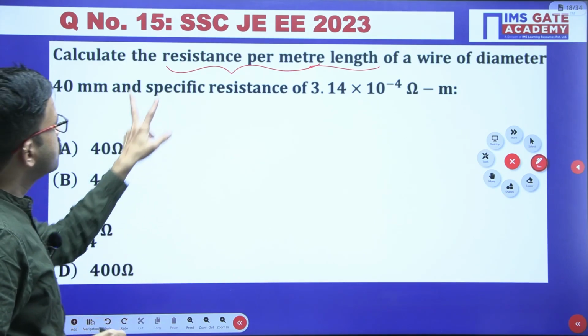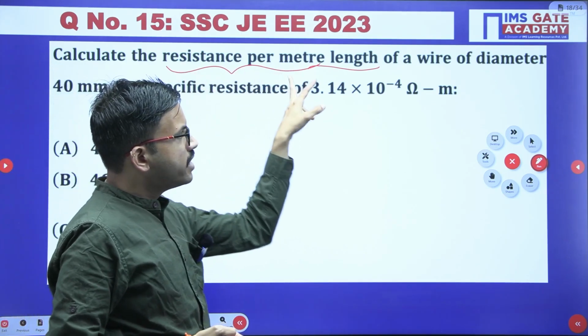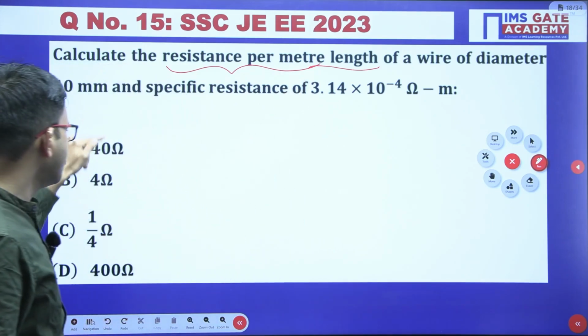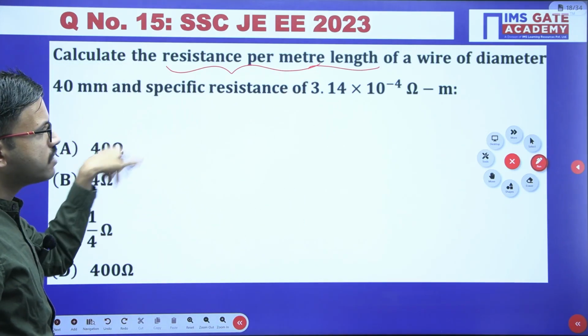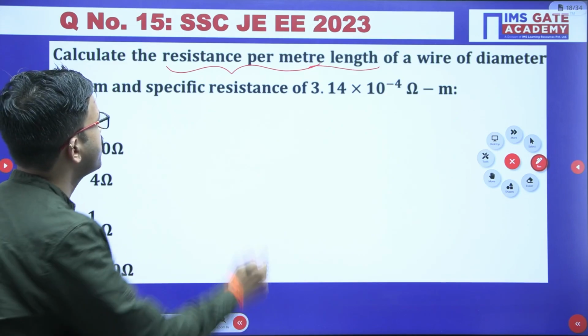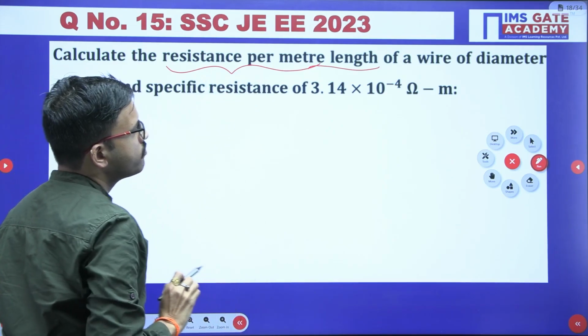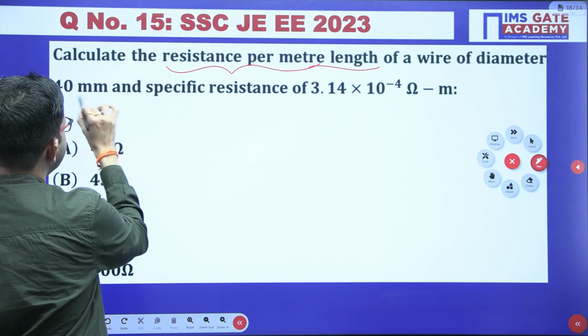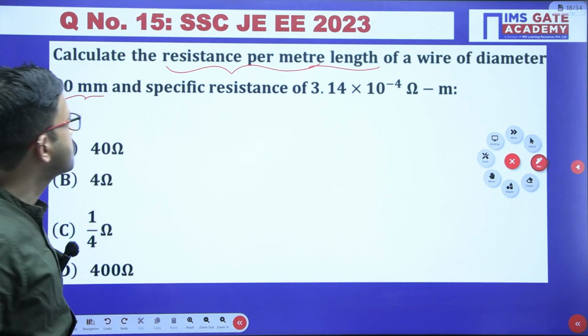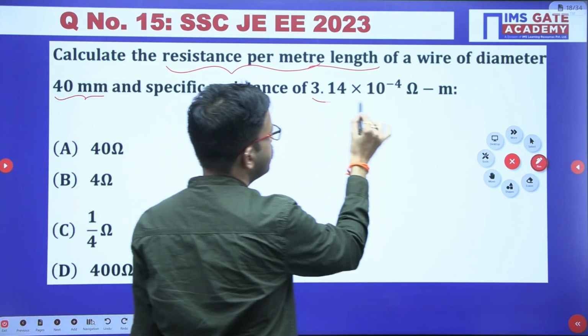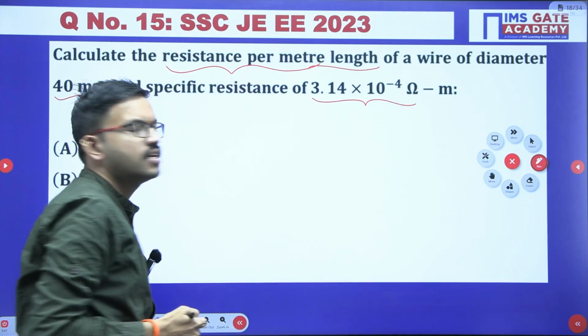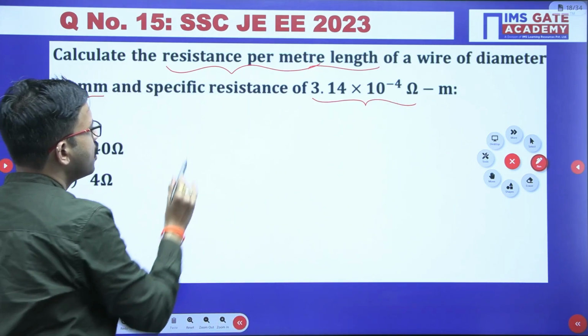Okay, so calculate the resistance per meter length of a wire. In this question they have given all the units as ohm, but it should be ohm per meter. Okay, fine. Resistance per meter length of a wire of diameter 40 millimeter and specific resistance of 3.14 into 10 power minus 4 ohm meter. I hope all of you know this formula.